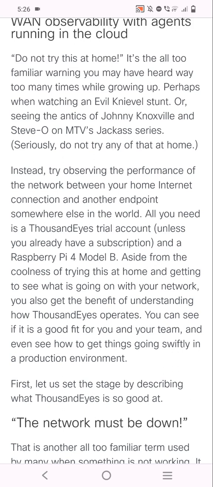Aside from the coolness of trying this at home and getting to see what is going on in your network, you also get the benefit of understanding how ThousandEyes operates. You can see if it is a good fit for you and your team, and even see how to get things going swiftly in a production environment.